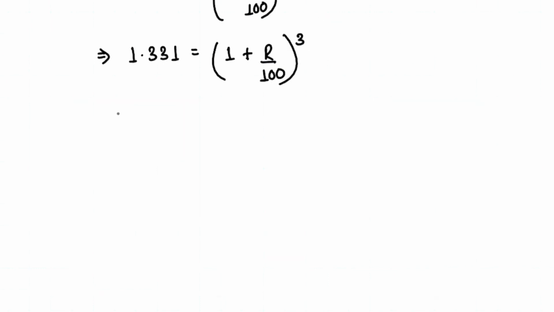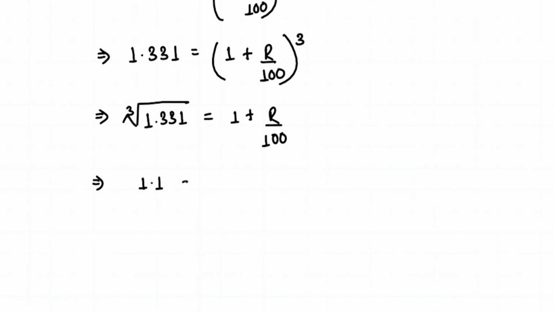Now when we remove this cube, in the left side we get cube root of 1.331. So we have our cube root over here equals to, now we just have 1 plus R by 100 in our right side. We just remove that cube. The cube root of 1.331 is 1.1 equals to 1 plus R divided by 100. When we move that 1 to the left side, it becomes 1.1 minus 1, which is going to be 0.1 equals to, we still have our R divided by 100.